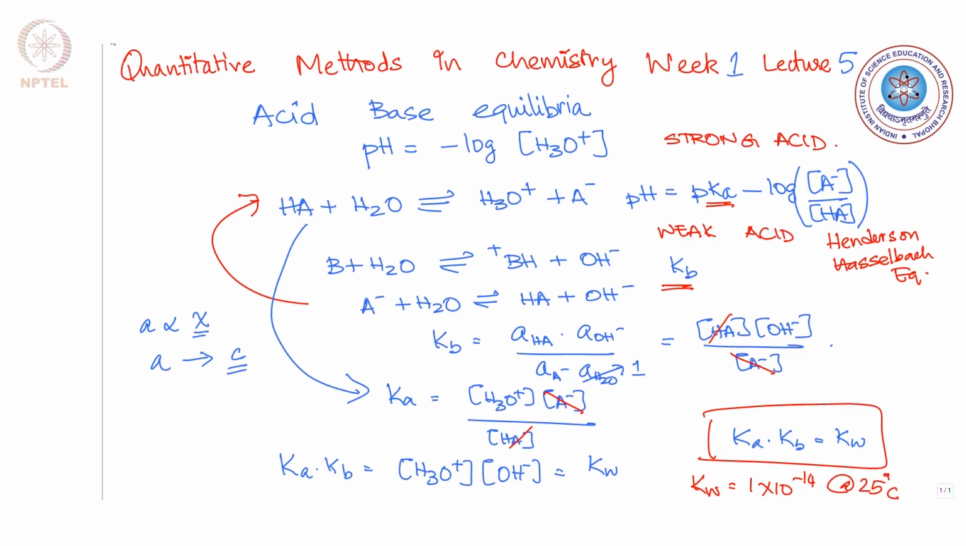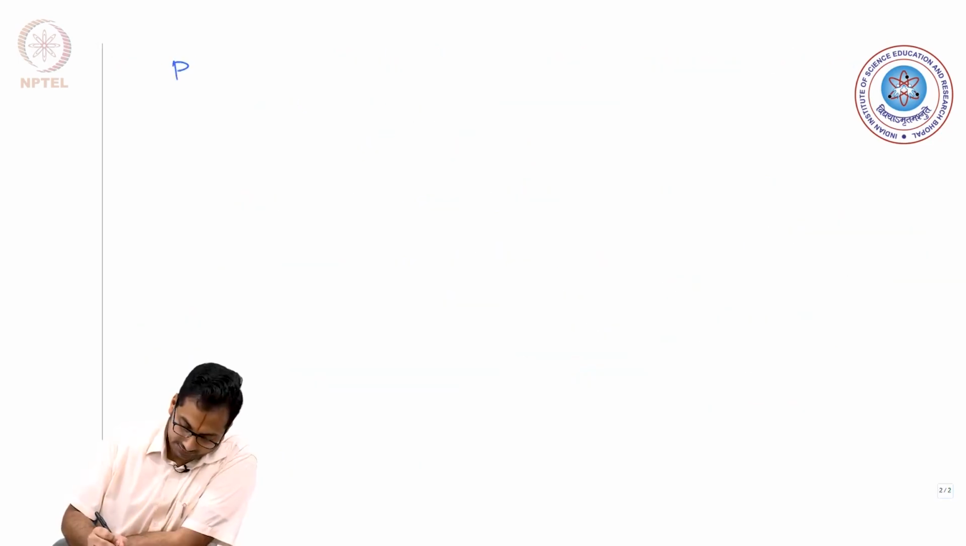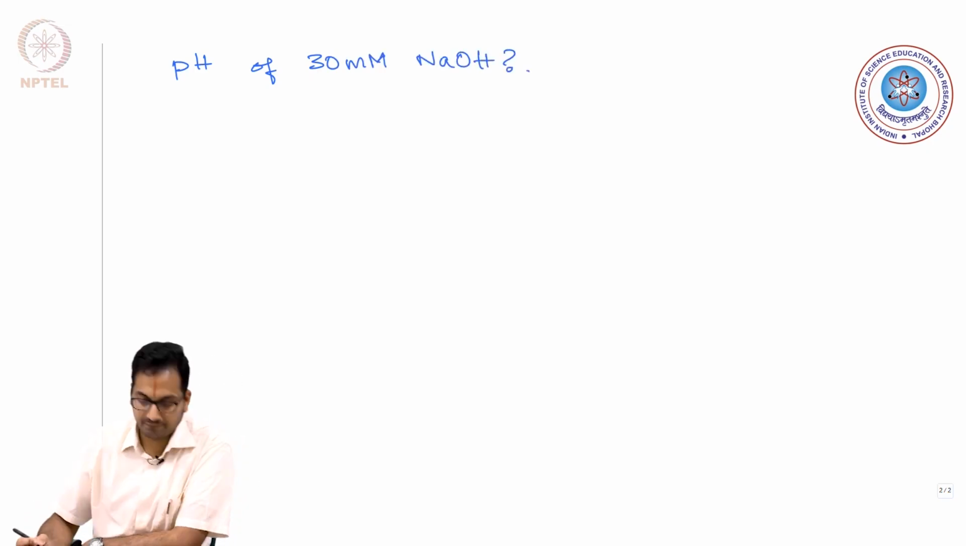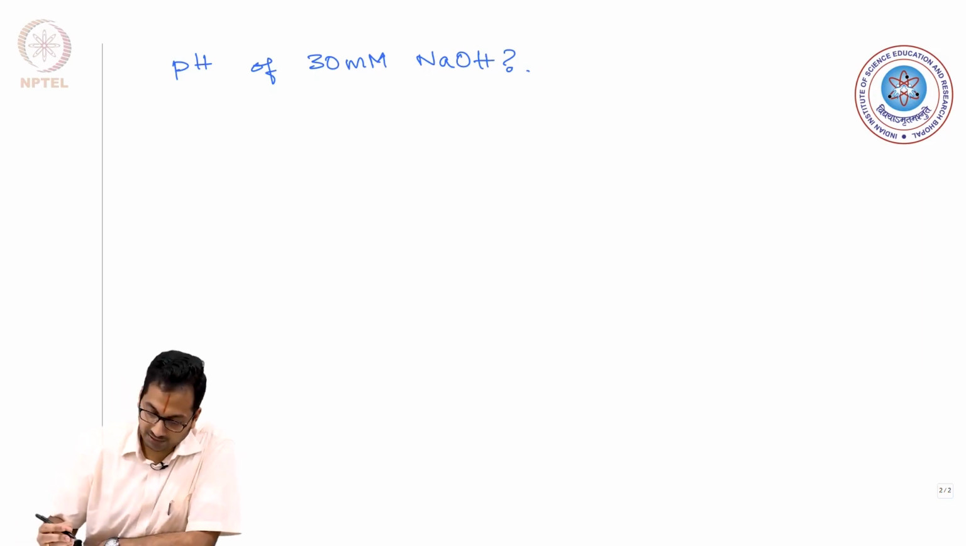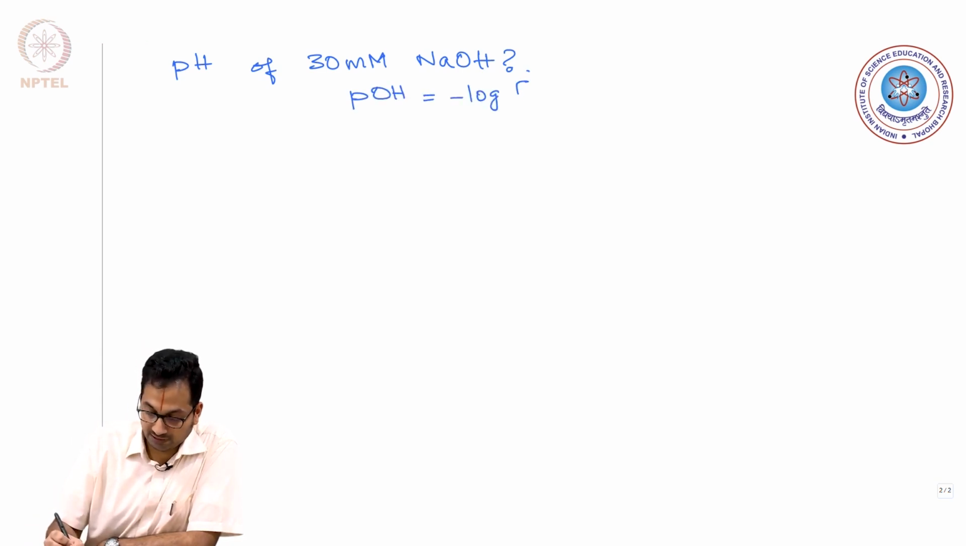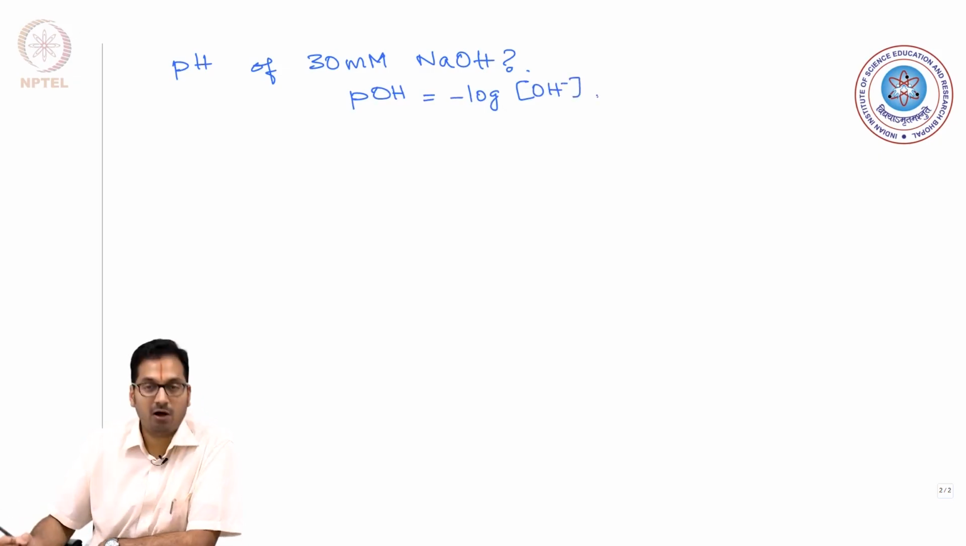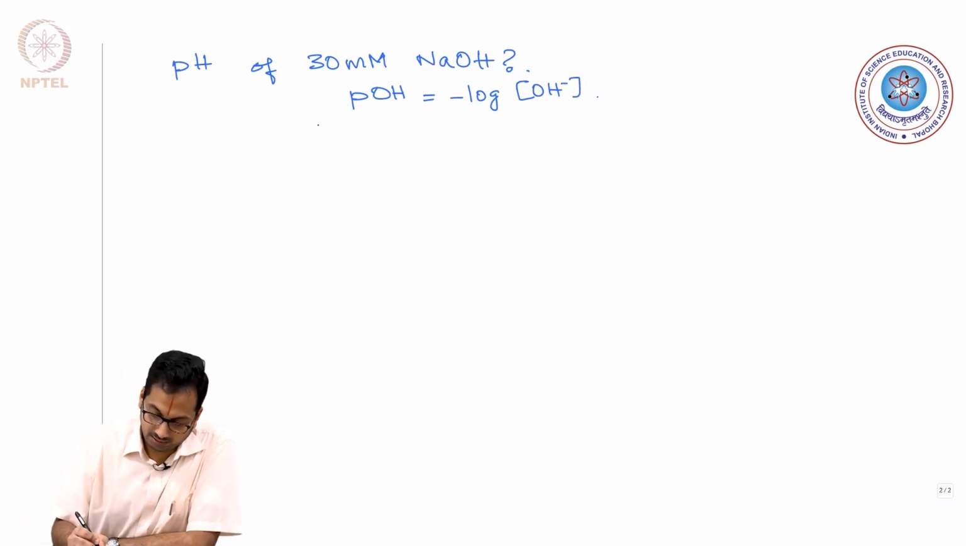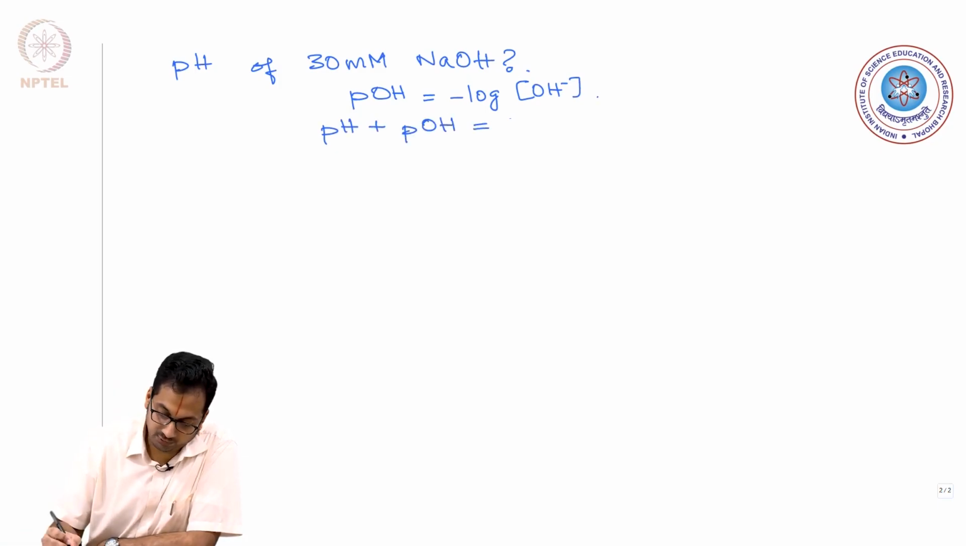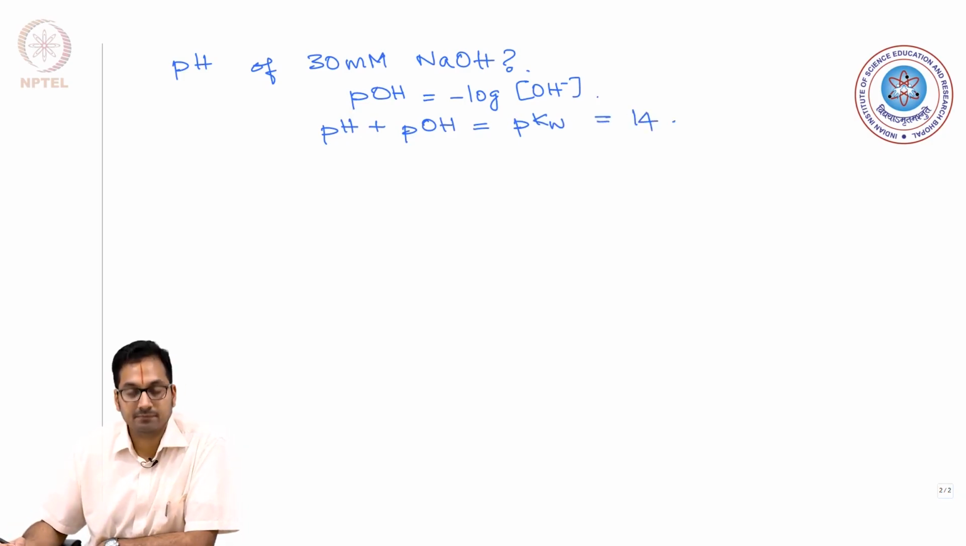Okay, now that we have seen it, let us take some examples. What is the pH of 30 millimolar NaOH? As we are able to realize, pOH is like a definition of pH, which is given as negative logarithm of OH minus ions. Simple math and our intuition clearly says pH plus pOH will be equal to pKw, which is nothing but 14.